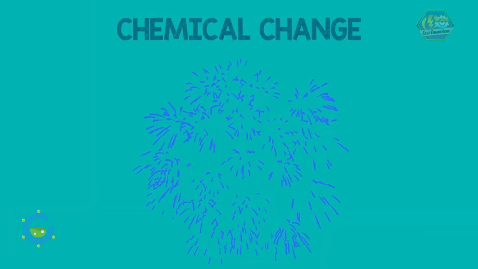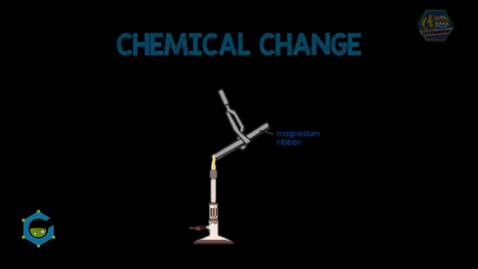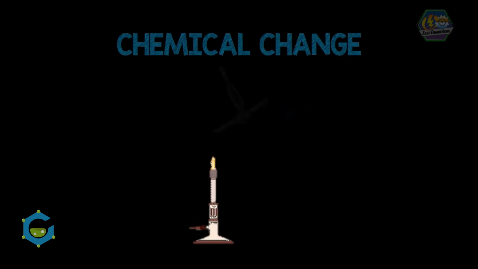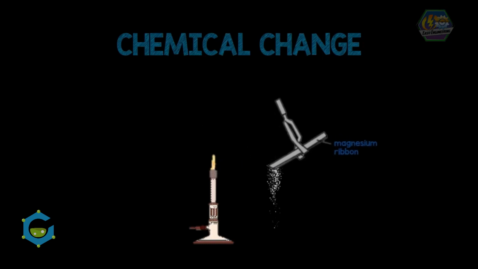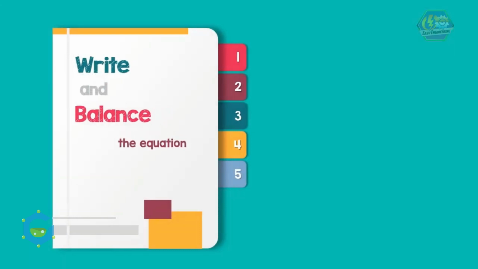As an example, here is a description of a chemical change that occurs in many fireworks. A magnesium strip burns in oxygen gas to yield powdery magnesium oxide. We know that this reaction also results in light and heat, but here we are only concerned with these substances. We will write and balance the equation in a step-by-step manner.